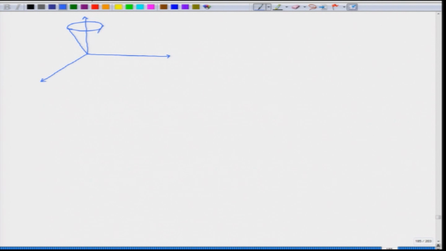This is a cone with vertex at 0 0 0. So, at 0 0 0 we do not talk about any tangent, right, because there can be many tangent planes. So, at any other point other than 0 0 0 we can talk about tangents, right. So, the surface here is given by z equal to root x square plus y square.